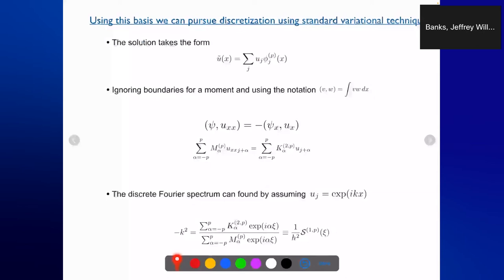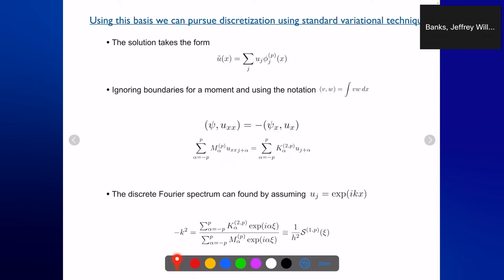Suppose I want to find the second derivative, right? I hit it with a smooth test function. I represent everybody in the space. And then I'm going to wind up with a system of linear equations where the coefficients are just these m's and these k's. Okay. Now, again, those coefficients are the same at every degree of freedom.